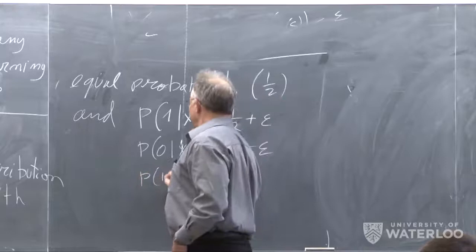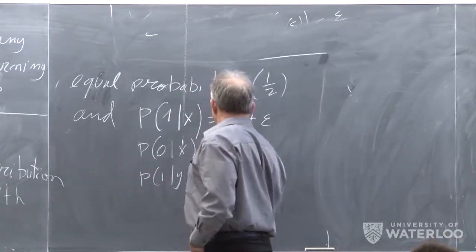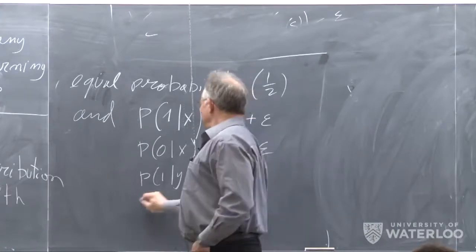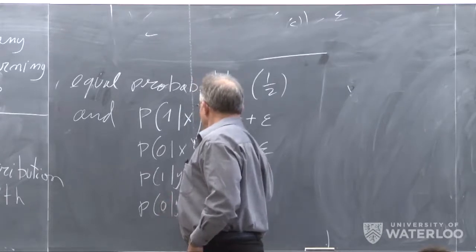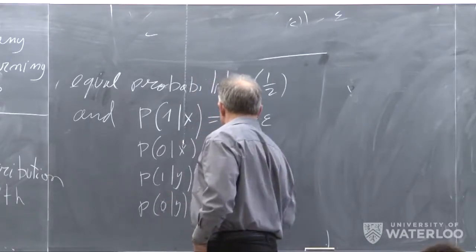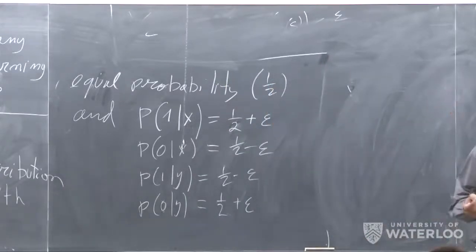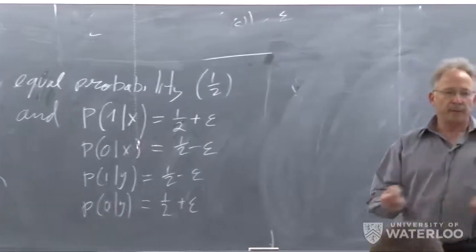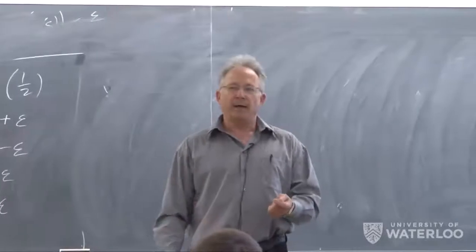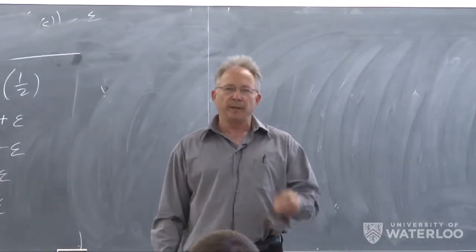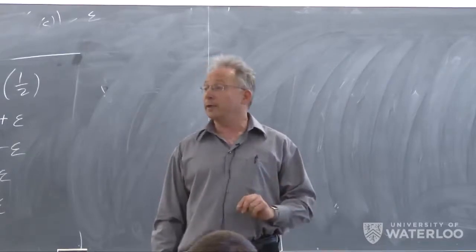And vice versa for y. So the probability of seeing 1 given y is going to be half minus epsilon. And the probability of seeing 0 given y is half plus epsilon. Okay, so I have 2 points. I am evenly likely to pick each of them. But one of them, if I pick it, I'm a little bit more likely to see 1. And the other one, if I pick it, I'm a little bit more likely to see 0. Now I want to tell you what is my class.